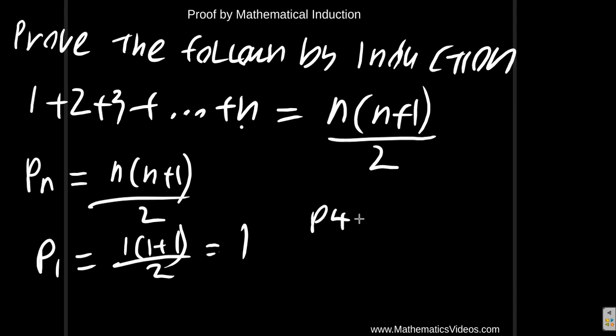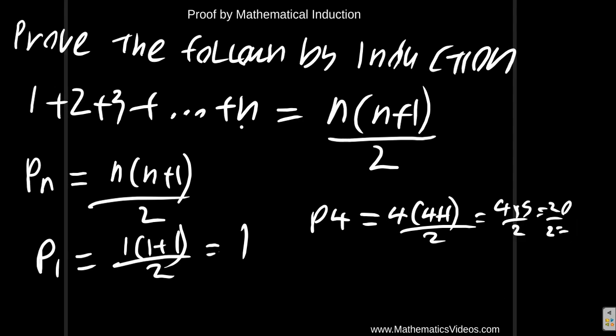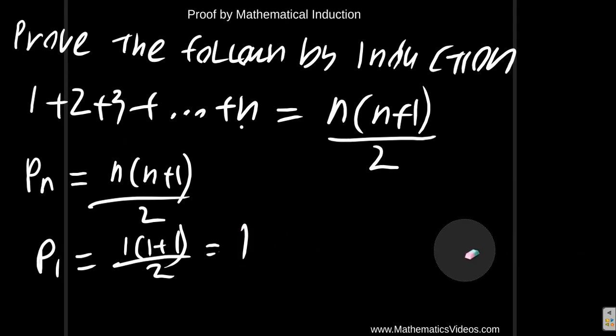Well, P4 should be 4 plus 3 plus 2 plus 1. 4 plus 3 is 7, plus 2 is 9, plus 1 is 10. It should be 10. Let's see if that is so. 4 times (4 plus 1) divided by 2. 4 plus 1 is 5, 4 times 5 is 20, divided by 2 is 10. So you would get 10. Alright, fair enough. So we proved this for the first 4 terms. But you only need to prove it for the first term.